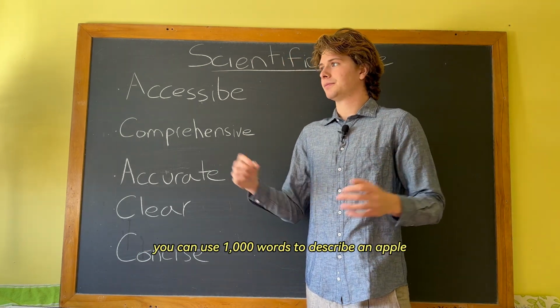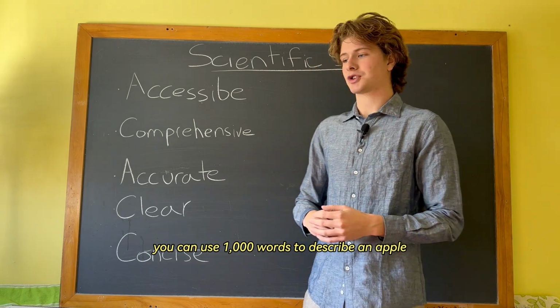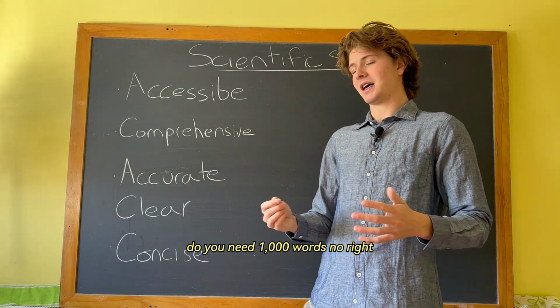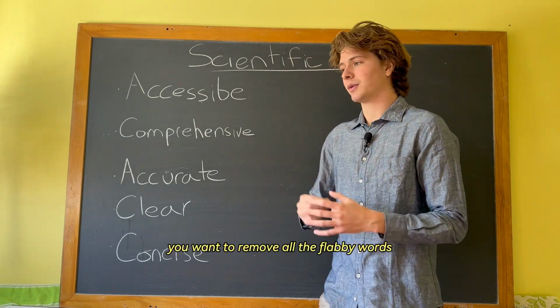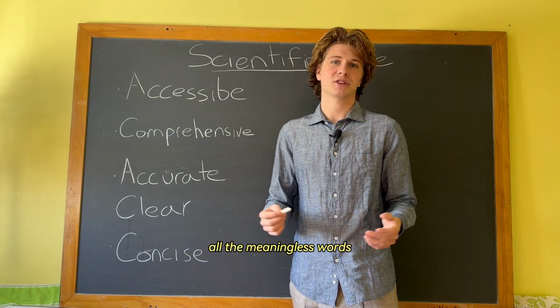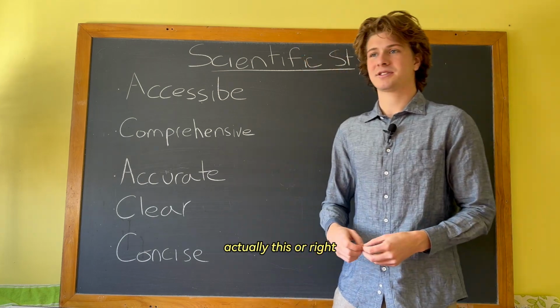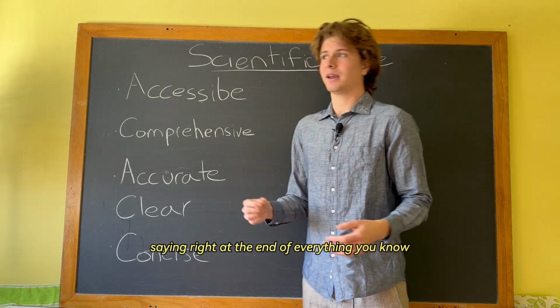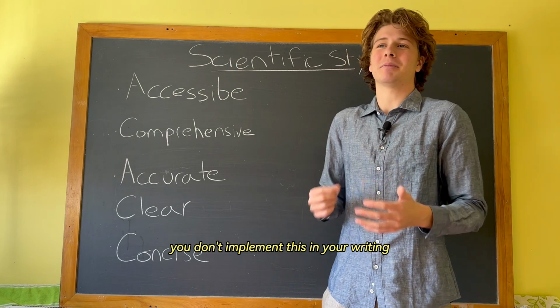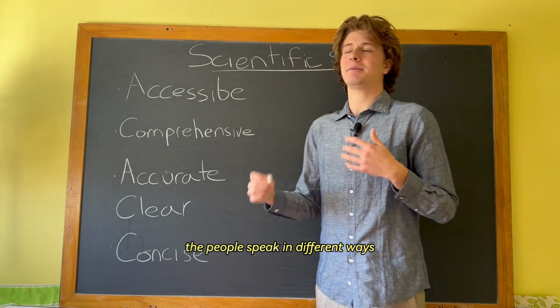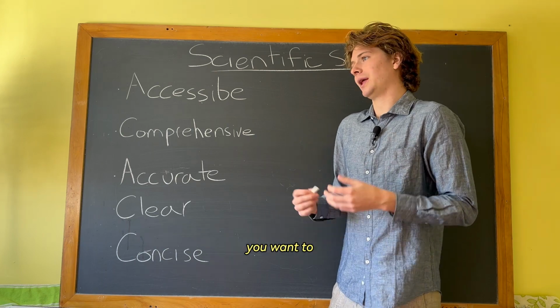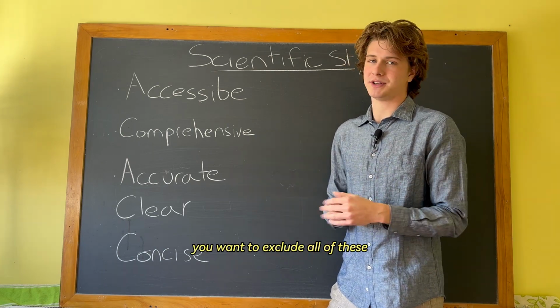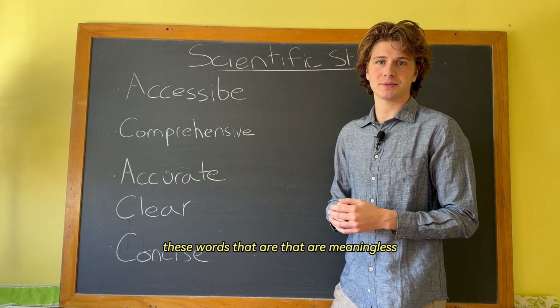You can use 1,000 words to describe an apple. Do you need 1,000 words? No, right? This is what conciseness is. You want to remove all the flabby words, all the meaningless words, like saying "right" at the end of everything. You don't implement this in your writing, right? People speak in different ways, but when you're writing, you want to exclude all of these words that are meaningless.